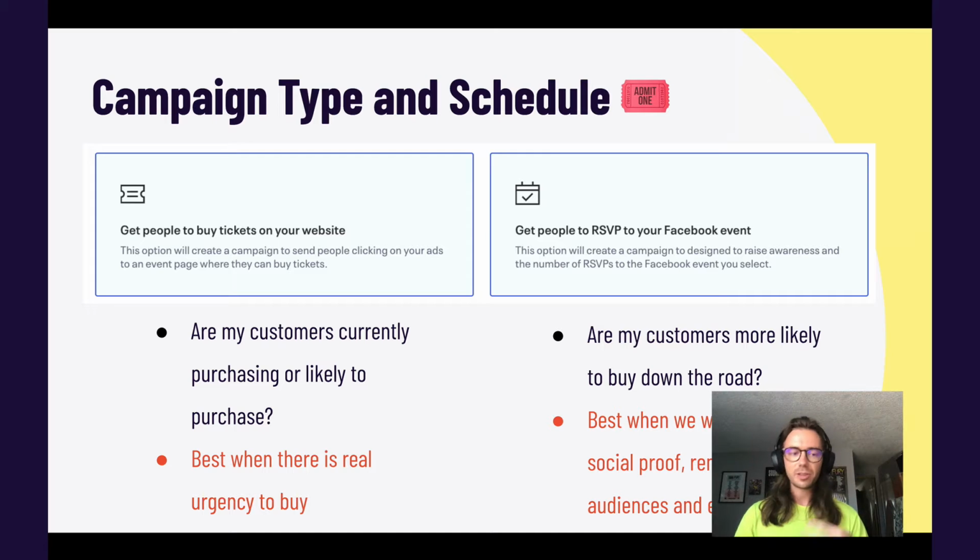So these normally are the best campaigns to run when there's legitimate urgency for your customers to be buying and we're actually seeing sales. But if we're in a period where we're not seeing a lot of sales and we ran this type of campaign, we might not be seeing the best results.